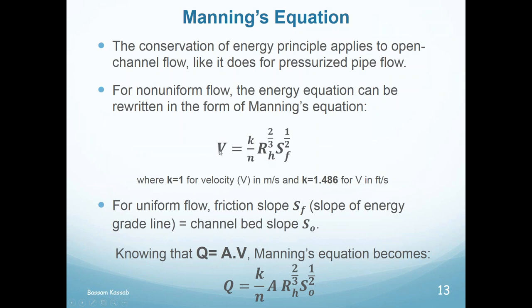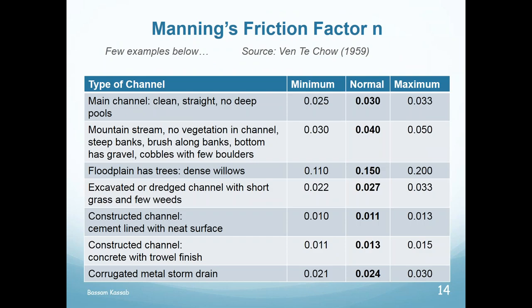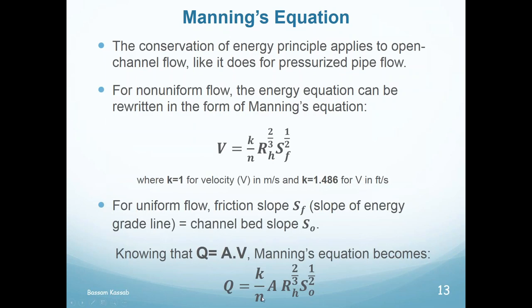If you use that concept here and multiply both sides by A, the area of the cross-section of the channel, you get Q here, and here you get K over N, A, R_H to the two thirds, and then we replace S_F by S_0. That's the equation we mostly use for open channel for a uniform case when you have a constant depth. In a couple of slides, we are going to see how you solve this equation, but now let me remind you of Manning's n that we saw.